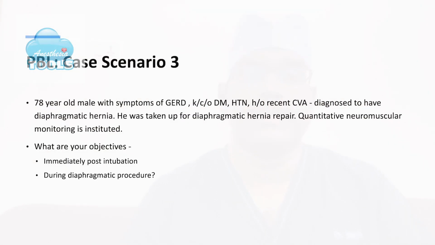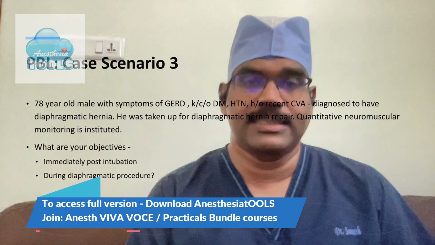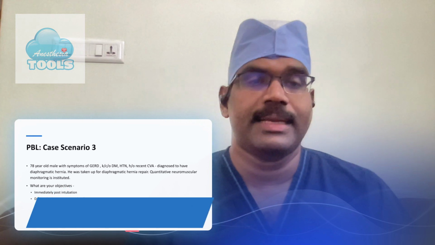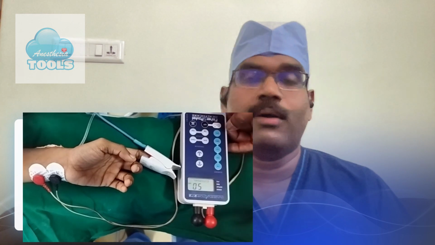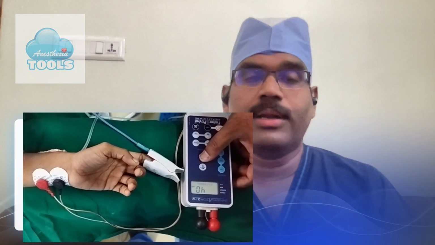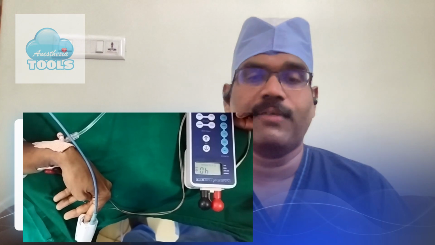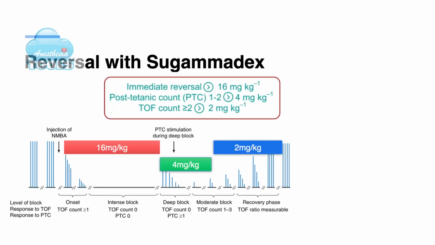Now we go to case scenario number 3. A 78-year-old male with symptoms of gastroesophageal reflux disease is also a known case of diabetes, hypertension with history of CVA, diagnosed to have diaphragmatic hernia. Now he is being taken up for a diaphragmatic hernia repair. Quantitative neuromuscular monitoring has been instituted. So, what are your immediate targets post intubation, and what are your objectives of monitoring during the procedure? Now, reversal with sugammadex has been trending these days because this is a binding molecule, especially for rocuronium and vecuronium. So immediate reversal can be attempted if you are giving sugammadex at the dose of 16 milligrams per kg.